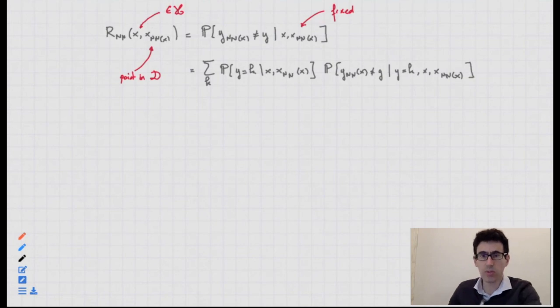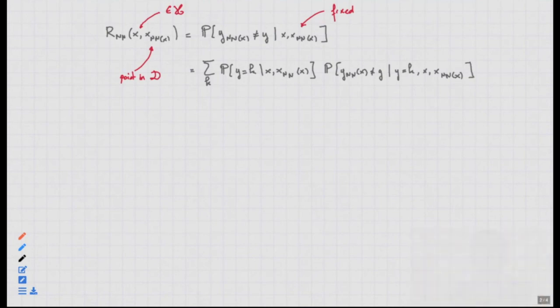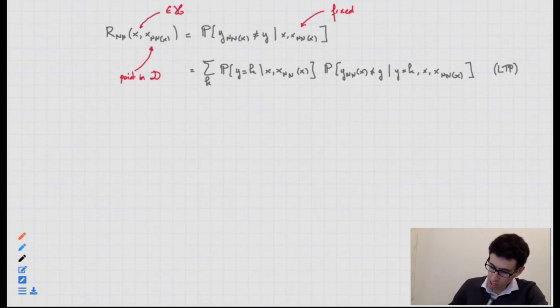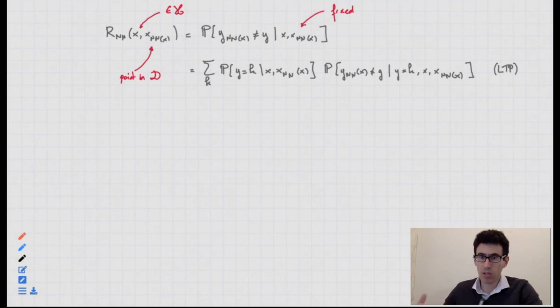So let's decipher that expression together. What I'm applying here is the law of total probability, or LTP for short, expanding it on all the possible values that the label y can take. Now, what I'm claiming here is that several simplifications are possible because of the specific way we assume our model generates feature vectors and the way labels are associated to feature vectors.